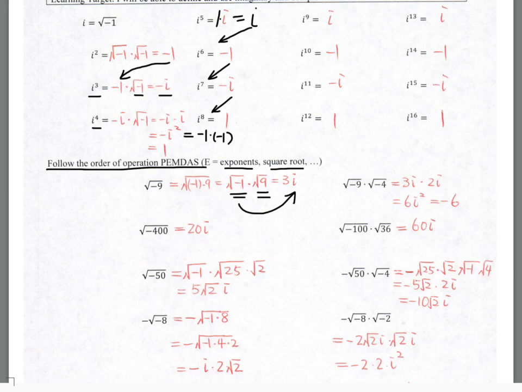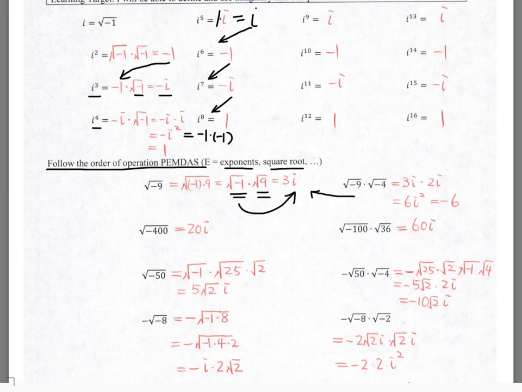Next, we have square root of -9 times square root of -4. From the previous example, we know square root of -9 is going to be 3i. Square root of -4 is going to be 2i. So 3 times 2, real number times real number, I have 6. i times i is i squared, and we know i squared is -1. So 6 times -1, that's -6.